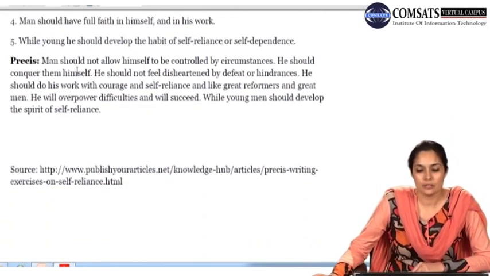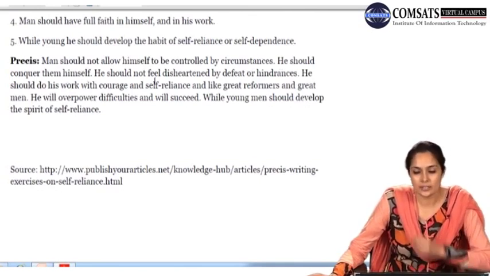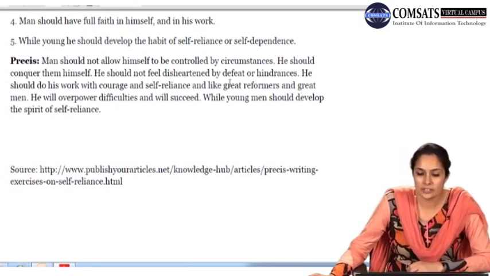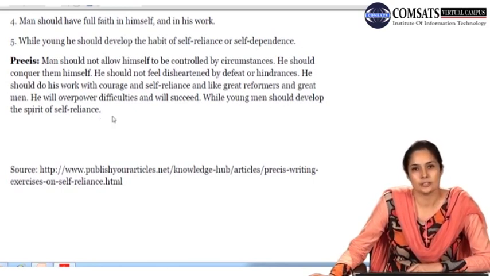Man should not allow himself to be controlled by circumstances. He should conquer them himself. He should not feel disheartened by defeat or hindrances. He should do his work with courage and self-reliance, and like great reformers and great men, he will overpower difficulties and will succeed. While young, men should develop the spirit of self-reliance.